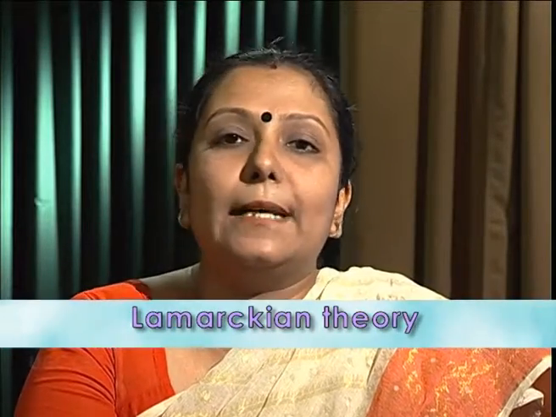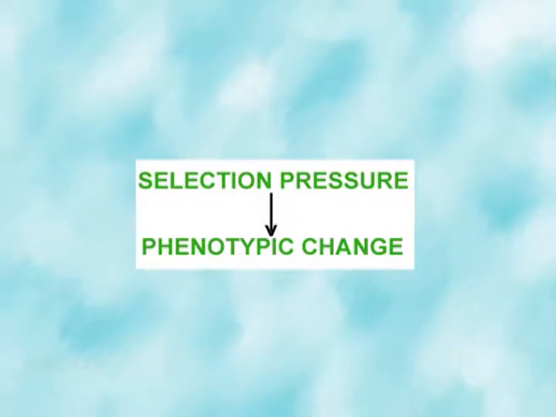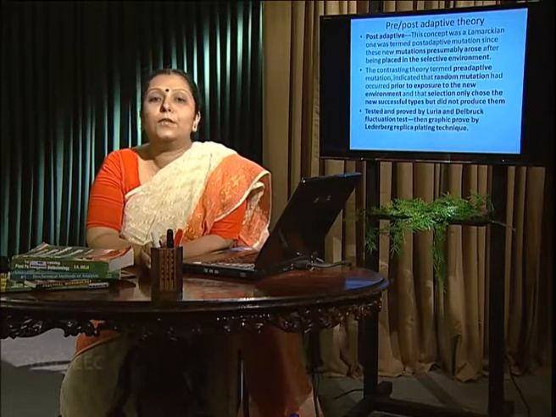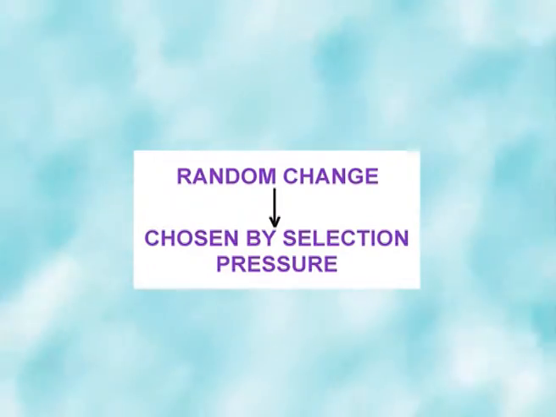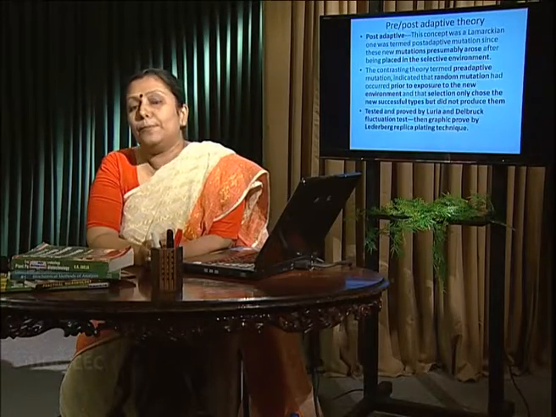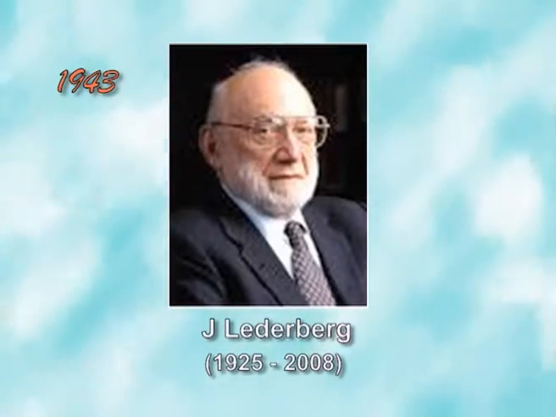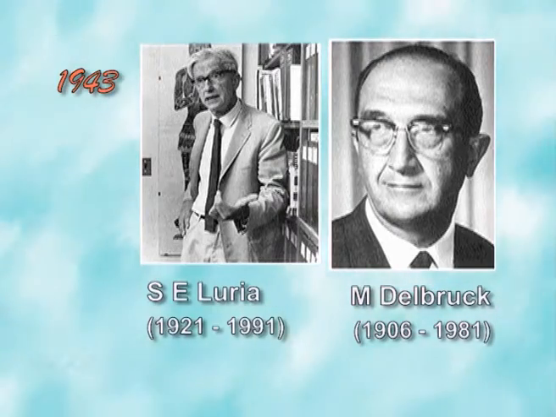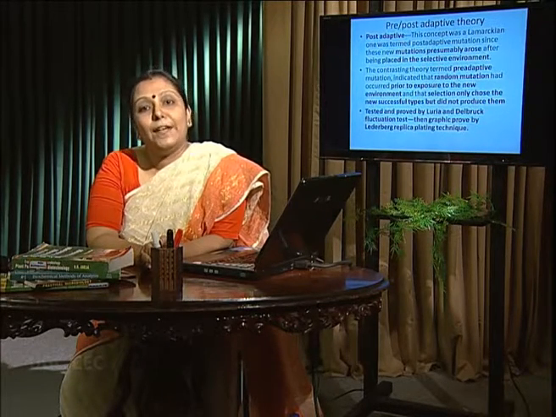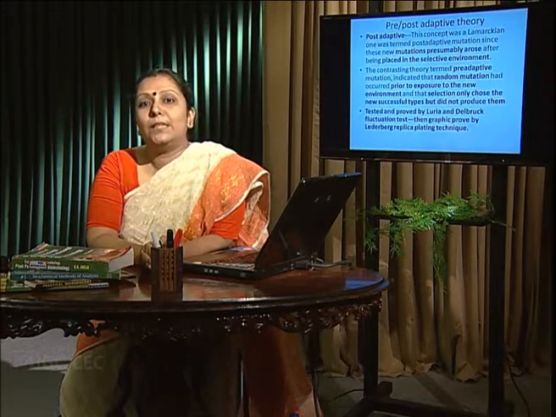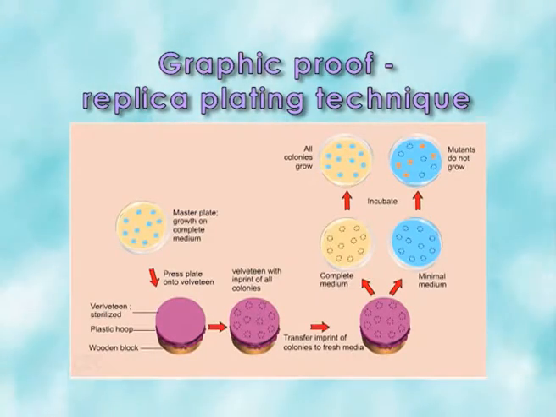According to the Lamarckian theory, the post-adaptive theory states that only when selection pressure is present, phenotypic changes happen due to mutation. But the contradictory theory, the pre-adaptive theory, states that mutation happens randomly and this random mutation is chosen by the selection pressure to evolve a better adapted phenotype. It was proved by Lederberg, after 10 years of experiments with Luria and Delbruck in 1943, who did their experiments with T1 phage resistant E. coli and examined the variants in the mutants. After that, Lederberg, with antibiotic resistance and the replica plating technique, proved the pre-adaptive random mutation theory.